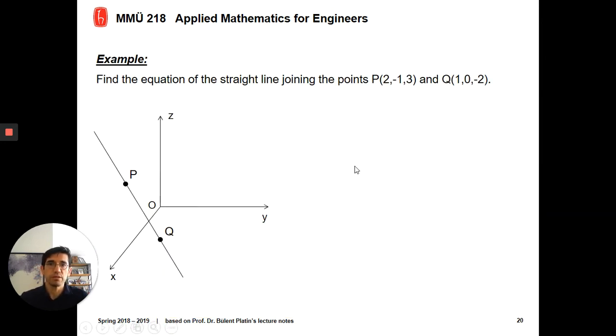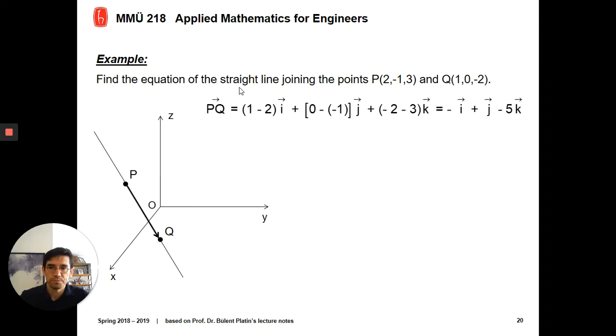So let's go with a different example. I have point P and I have point Q. I'm interested in this case in the line joining those two points. So I have PQ. I need to first construct, or I can construct first, the vector. So this vector can be represented as the difference vector, okay? And I can do that for my 2 points.